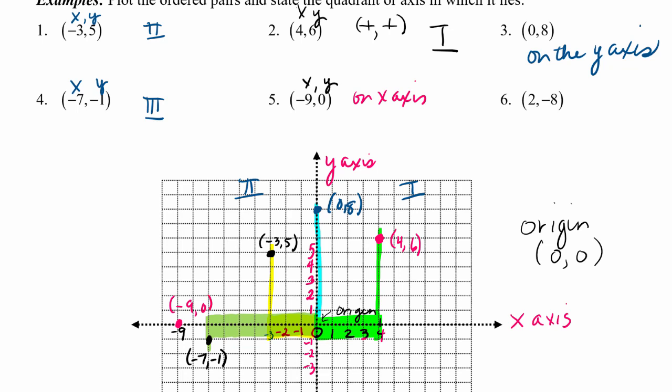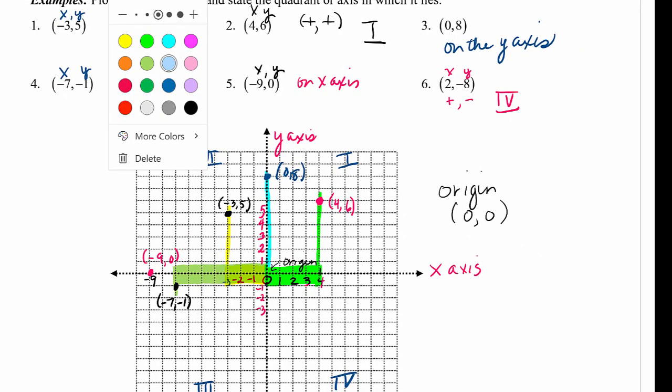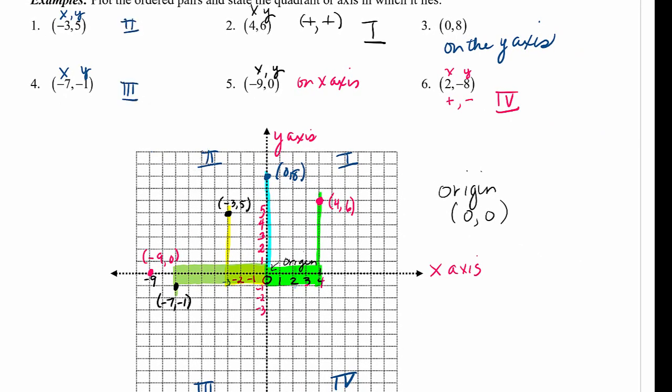And then our last point here is 2, negative 8. So we have a positive x with a negative y, and a positive x with a negative y is quadrant 4. We're going to go to the 2, and then we're going to go down 8. 1, 2, 3, 4, 5, 6, 7, 8, right here. And so right here, there we have 2, negative 8 in quadrant 4.